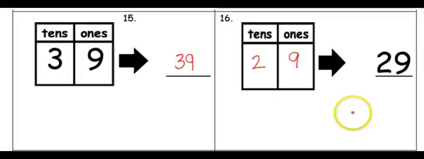And again, the purpose of this lesson is to emphasize the fact that the digit that's in the tens place represents how many groups of 10 are in the number.